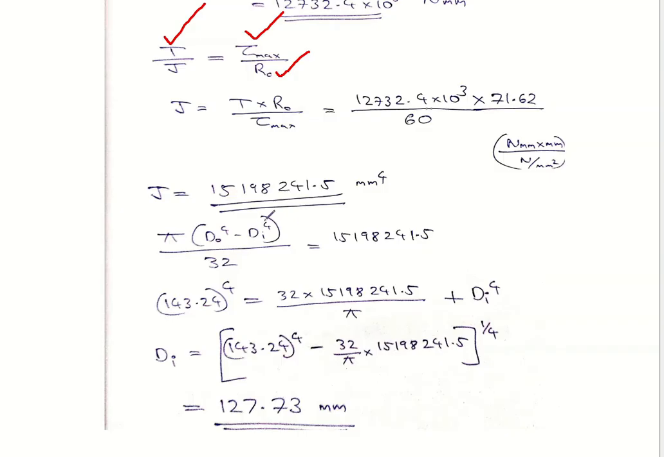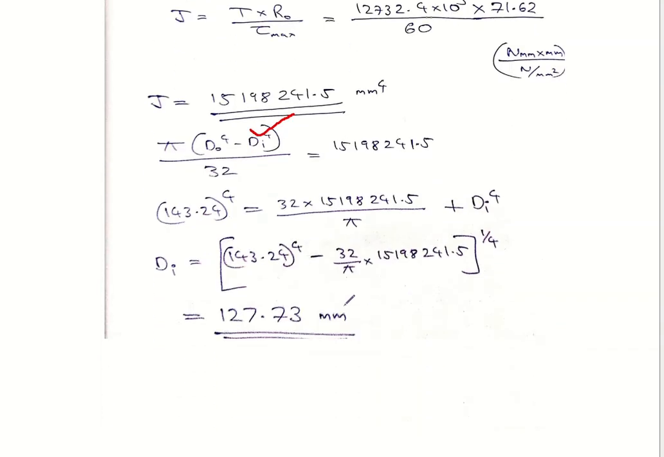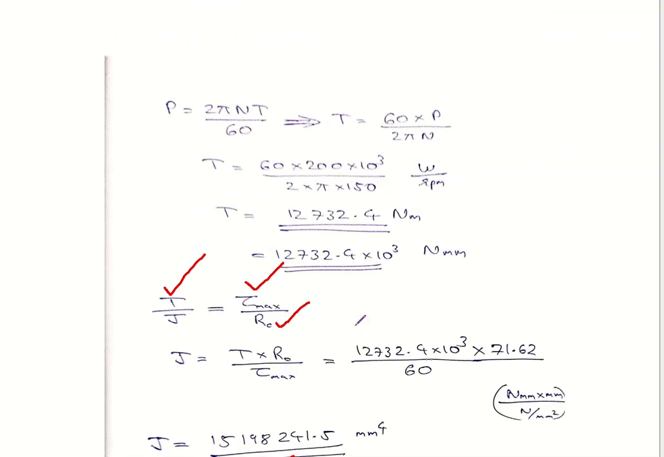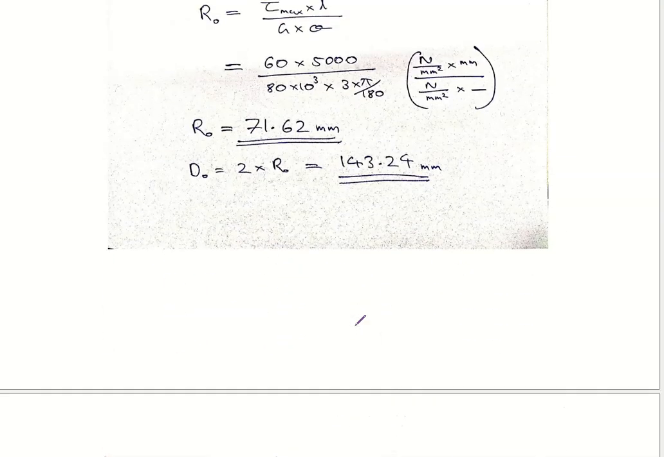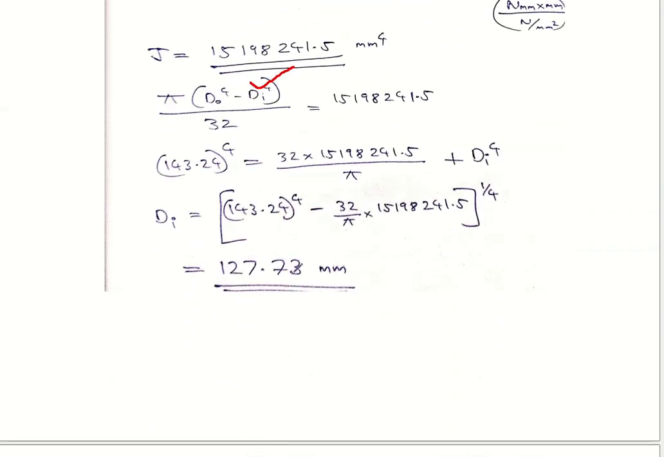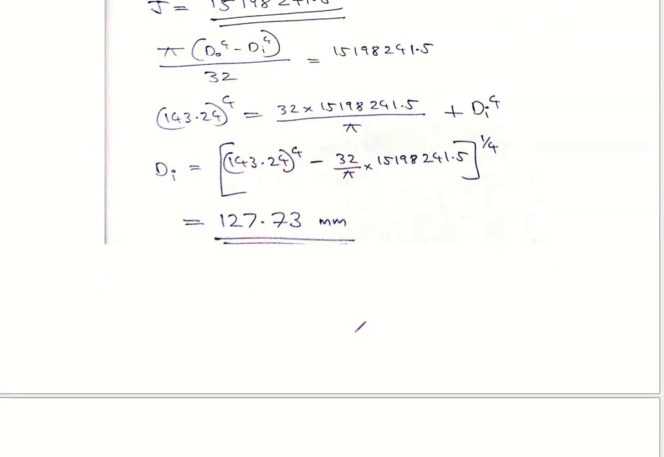So here the only unknown is di, the inside diameter. Inside diameter is the only unknown. So rearranging everything, every other value we know. We know the value of do now. So rearranging the equation and solving it for di, we get the value of di as 127.73 millimeters. So outside diameter was 143.24, inside diameter is 127.73 millimeters. So that's the solution for the second question.